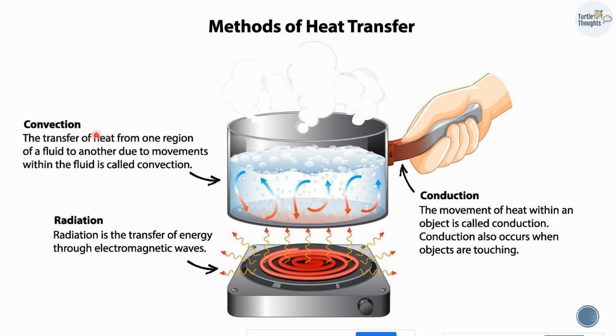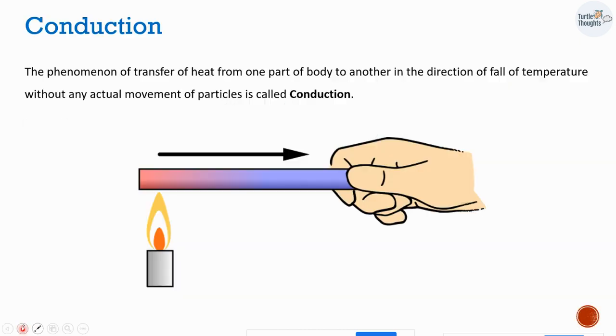Convection is going to be the transfer of heat from one region of a fluid to another region due to movement within the fluid. Movement within the fluid, that is called convection. Radiation: radiation is the transfer of energy through electromagnetic waves. If the energy is transmitted through electromagnetic waves, that is called radiation.